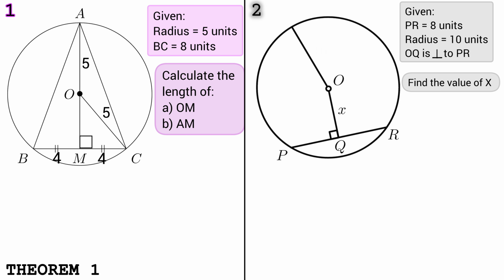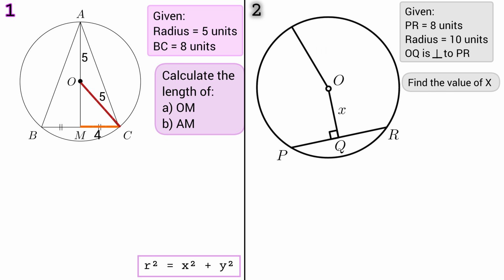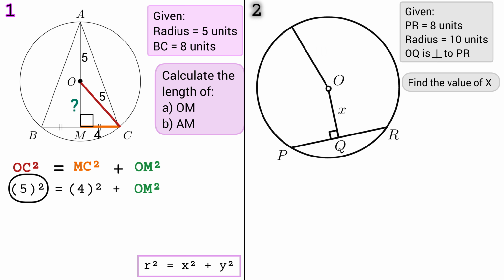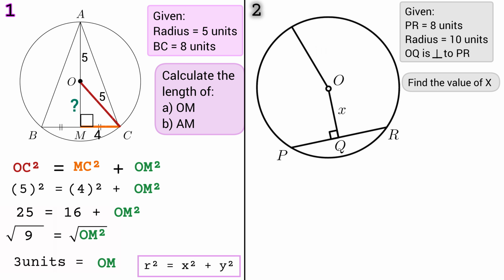So now that we have this information, we know the length of OC and we know the length of MC, we can now use the Pythagoras theorem to find the length of OM. The side that is opposite the 90 degrees angle is OC, which is 5, and MC is 4 units. 5 squared is 25 and 4 squared is 16. 25 minus 16 is 9. Then we square root both sides of the equal sign to make it simple. Square root of 9 is 3. So the length of OM is 3 units.